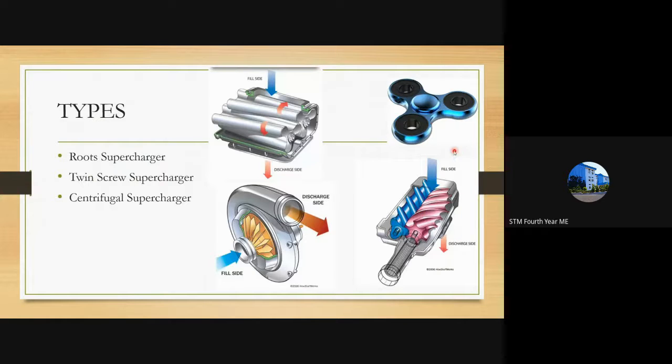So the screw movement is significantly low when compared to the other two methods. So these are also used, these three types are used.